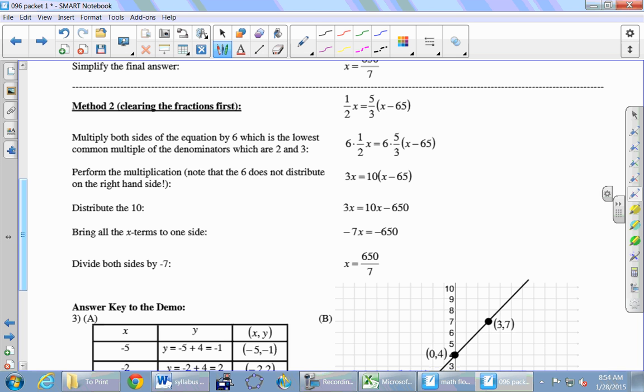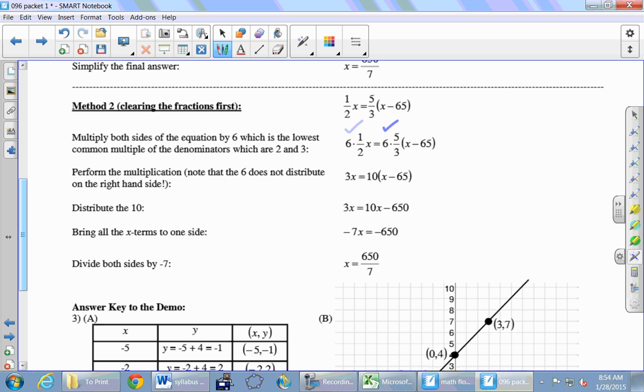So I see two denominators here. I see a 2 and a 3. If I multiply both sides by 6, those denominators will all disappear. Agree? Multiply both sides by 6. Because 2 goes into 6, the 2 will disappear. And because 3 goes into 6, the 3 will disappear. And so all I've done here is I've written times 6 on both sides.